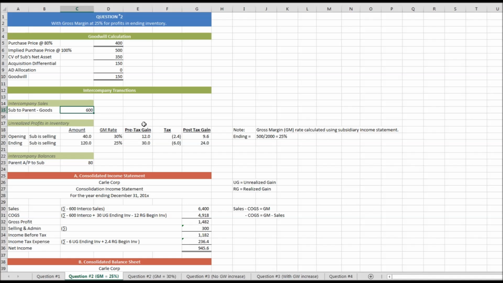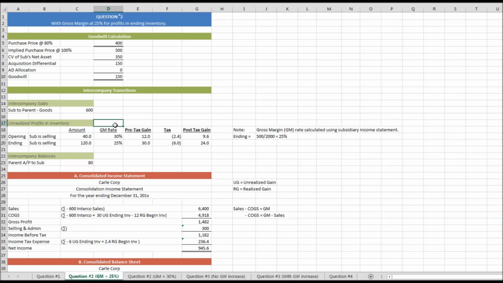Now we're going to talk about inventories. So in the opening balance for the year, the sub had sold $40 worth of inventory to the parent. And in the ending inventory, the sub had sold 120. Now, it's important to realize that since it is inventory, it is a current asset. And the assumption that we have with current assets is that it'll be eliminated off our books within a year.